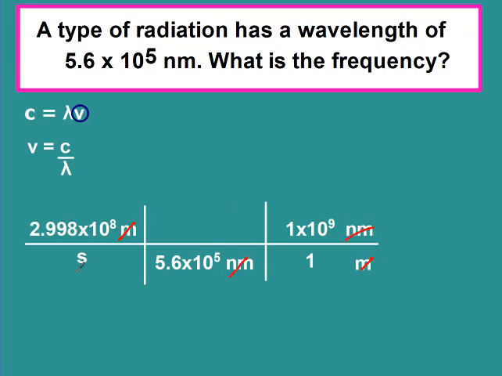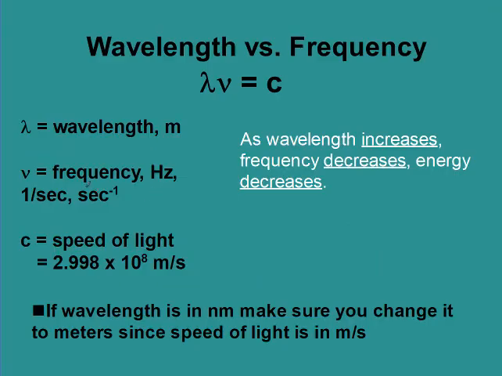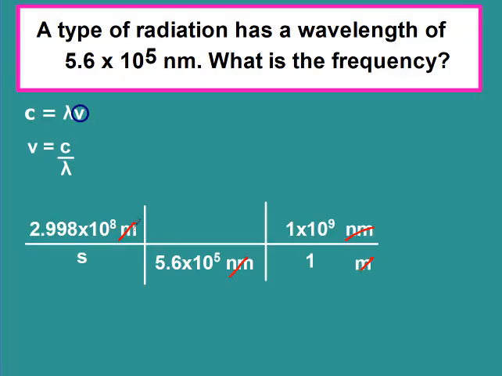I can see that I'm left with seconds, and notice that seconds is on the bottom. 1/seconds, which is the same thing as seconds^-1. So when you're solving for frequency, you want the time to be on the bottom. Multiplying and dividing that, we get 5.4 times 10 to the 11th 1/seconds. I could have also said hertz or seconds^-1.